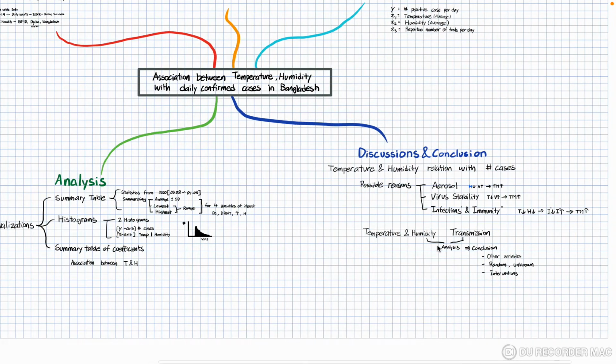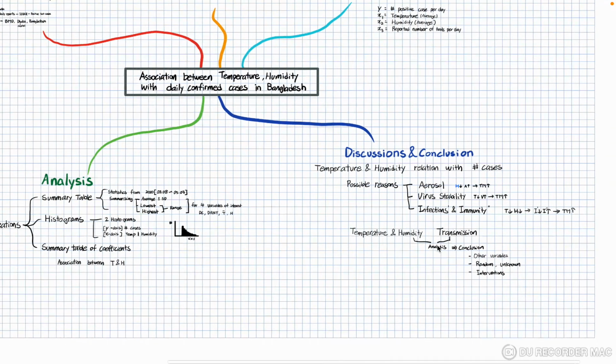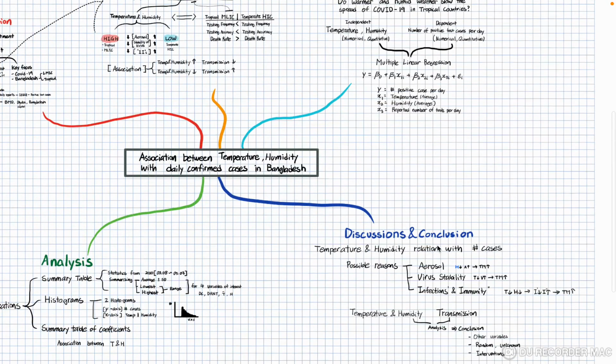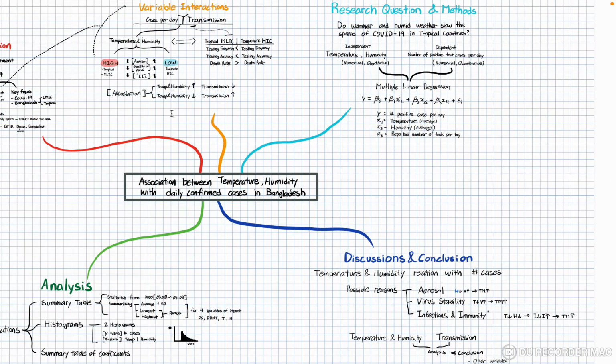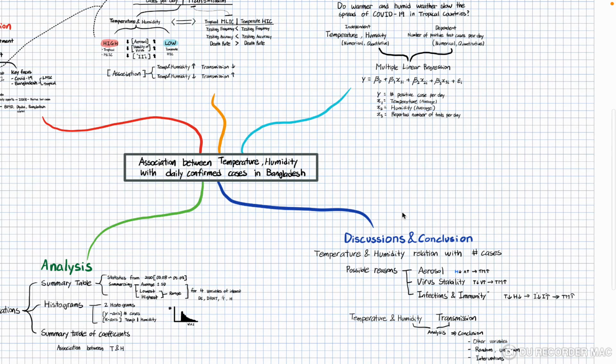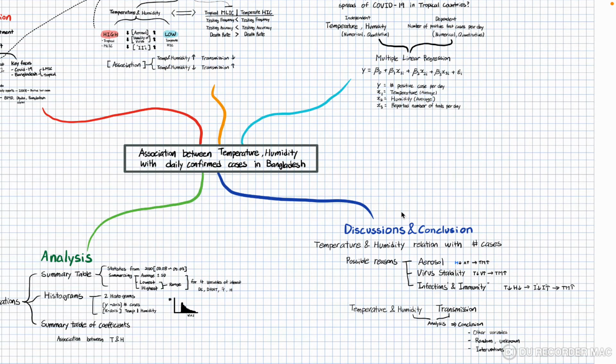For our independent variables of virus transmission, there are 3 possible influencers: aerosol, stability of virus, and infections and immunity. Aerosols are little droplets floating in the atmosphere, and in this case, viruses. They are influenced by humidity, and for example, in a dry atmosphere, droplets stay airborne longer and are more freely moving. Thus, the transmission rate goes up.